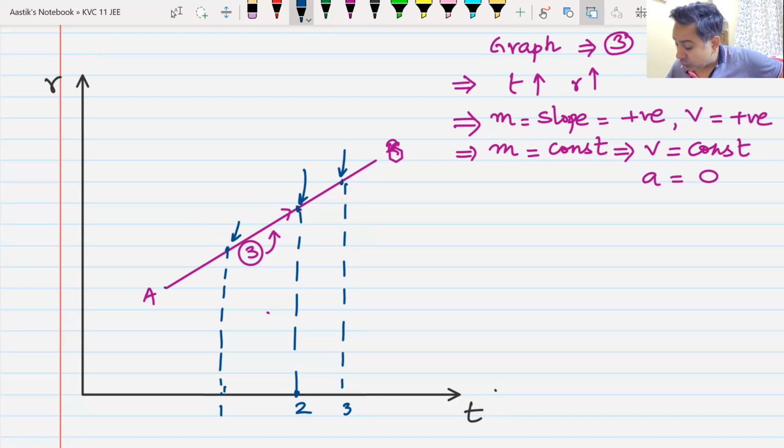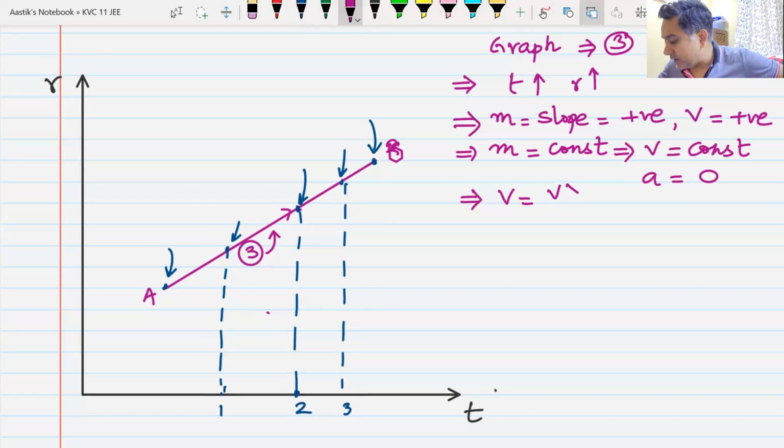If I find the slope between point A and point B, will it come same as the other slope or different? It implies your instantaneous velocity v at any point will be equal to the average velocity, because everywhere the slope is the same. Do we understand this?